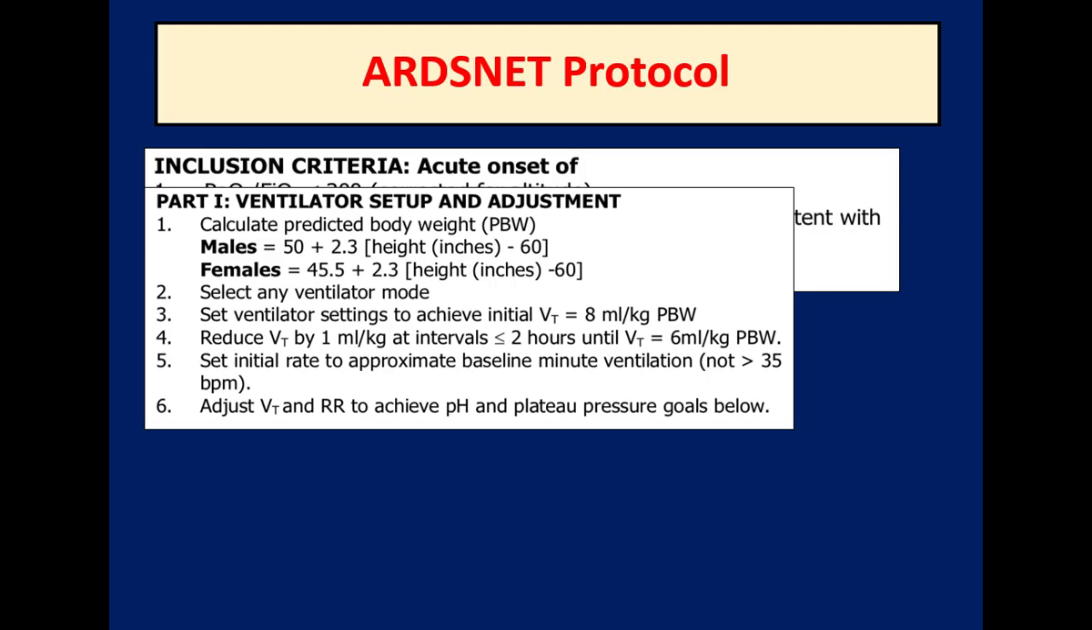Set the ventilator setting to achieve an initial tidal volume of 8 ml per kg predicted body weight. Reduce the tidal volume by 1 ml per kg at intervals of less than 2 hours until the tidal volume is 6 ml per kg predicted body weight. Set the initial rate to approximate the baseline minute ventilation of the patient.